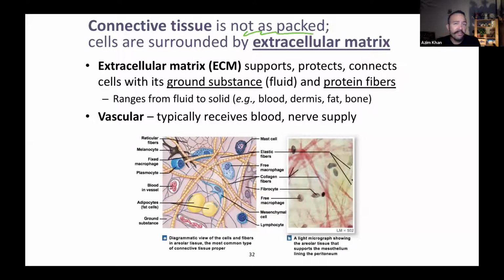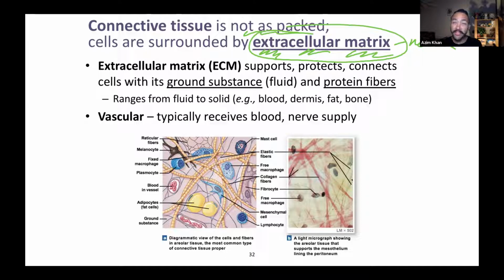If the cells are not directly next to each other, what is in between them? The hallmark characteristic of connective tissue is that they have something in between the cells termed extracellular matrix. It's outside of the cell. Extra means outside. Extracellular, outside of the cell, and matrix refers to a network of something. So you've got a network of stuff outside of the cell.